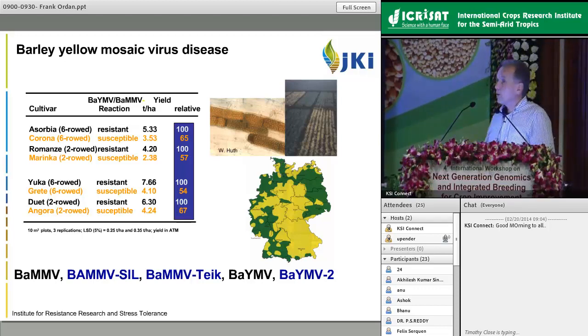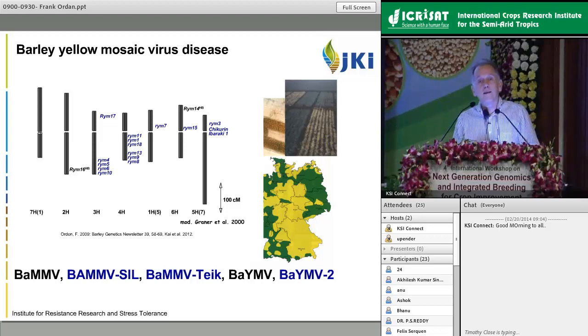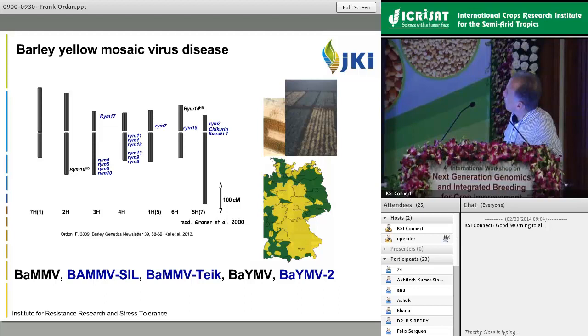So, as already mentioned, after the first molecular maps became available, special attempts were made to map resistance genes against barley mild mosaic virus and barley yellow mosaic virus. And as you can see here, several loci derived from Hordeum vulgare have been mapped, and some derived from Hordeum bulbosum. So already in 1993, we started a map-based isolation of the rym4/rym5 locus.